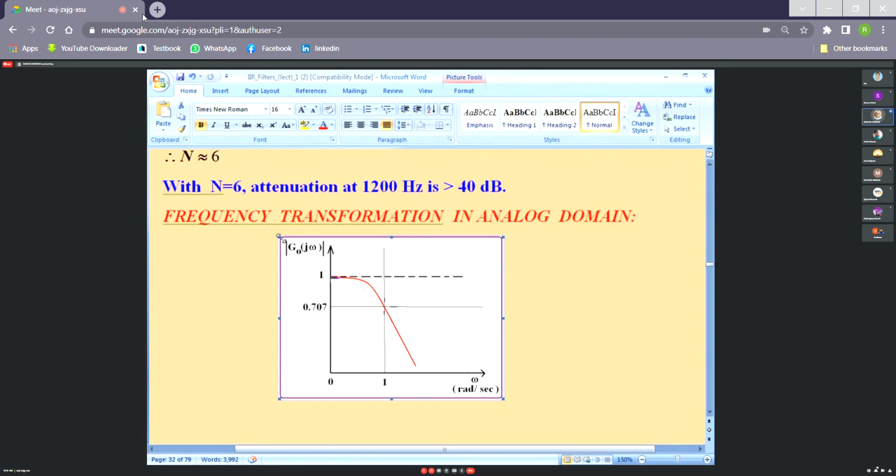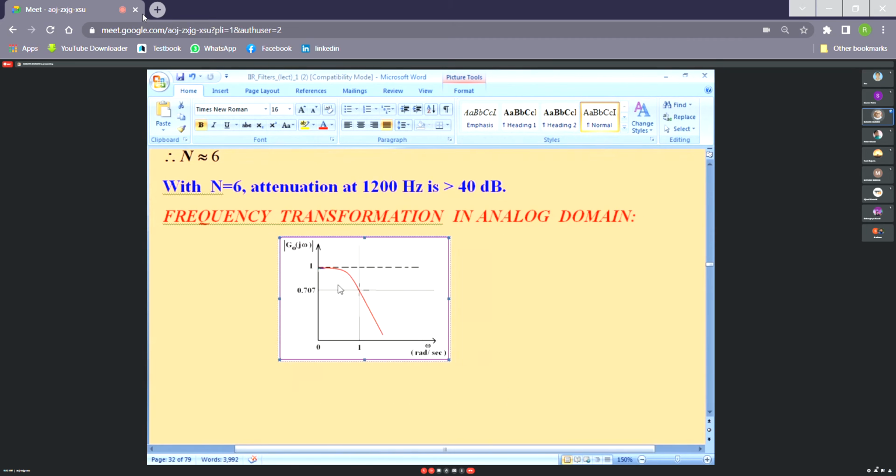Next, I have just tabulated the frequency transformation formulae in analog domain to move from a normalized low-pass filter, not necessarily Butterworth, any type of filter, to a low-pass filter with cutoff frequency omega c, to a high-pass filter with cutoff frequency omega c, to a band-pass filter and band-stop filter. You have studied them. I have just tabulated them as a recapitulation.